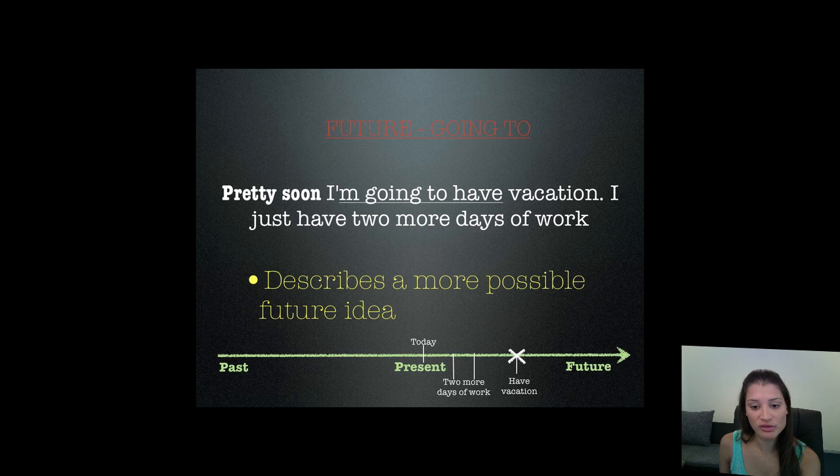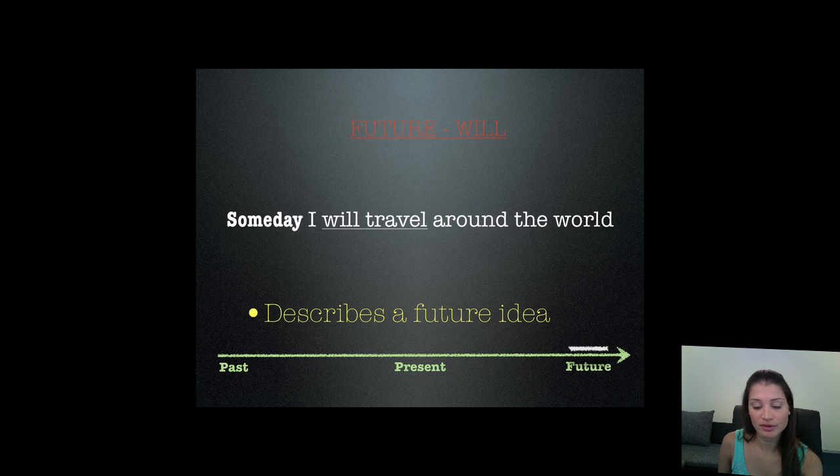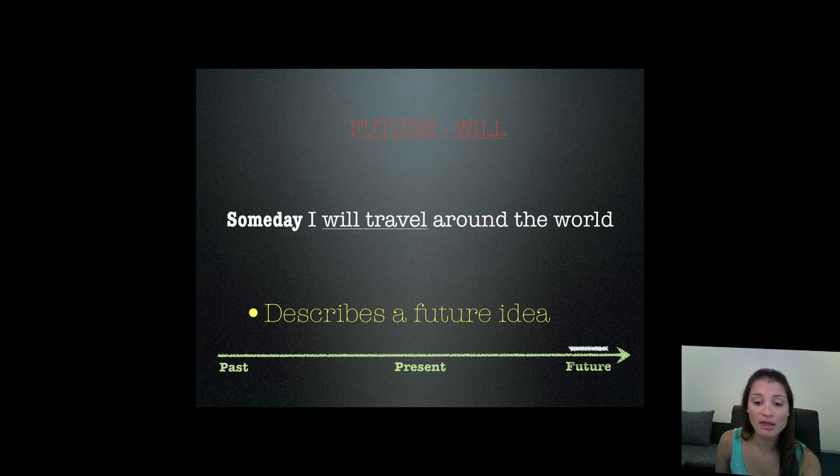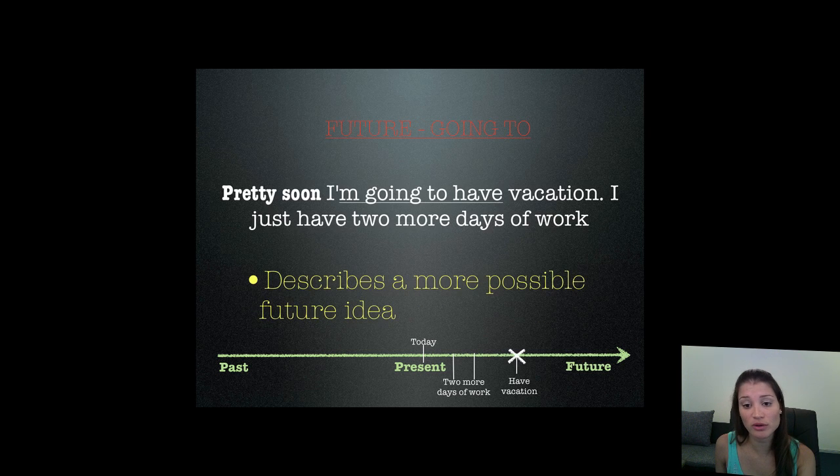So in the previous sentence, let's go back to it. I said that will describes a future idea and going to a more possible future idea. If you look at the timeline, this might be clear. If you look at the present, I have what says today. Then I have 2 more days of work. And then you have vacation. It sounds that it's much more possible for this activity to happen than the one before. Traveling around the world is just an idea that you have. This is the main difference between will and going to.